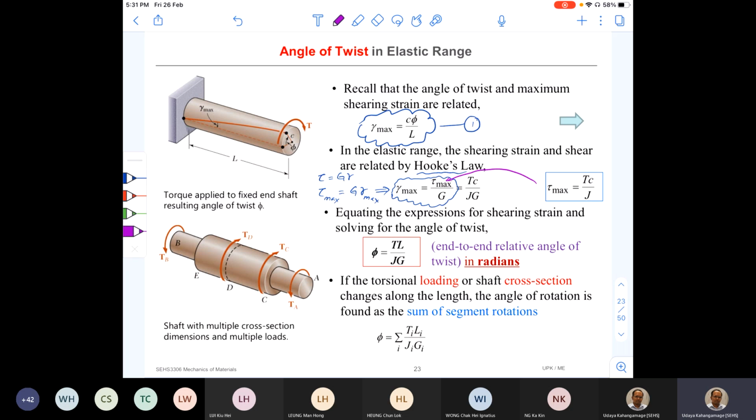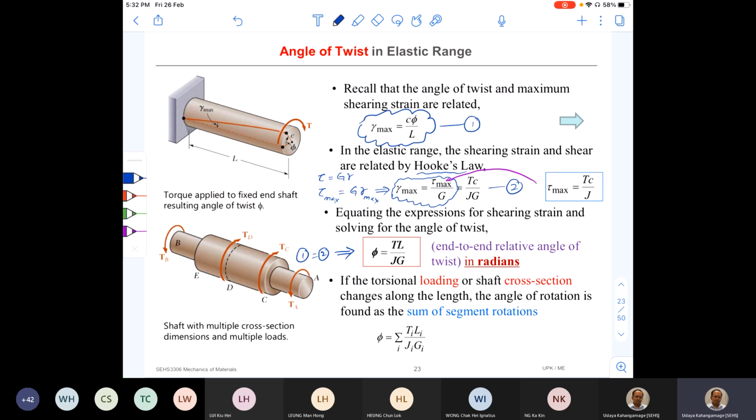Okay, so now I got another equation for gamma max, two equations. So one is equal to two. By equating those two, I can derive this equation. You see, c will cancel off, right? So the only remaining quantities are phi over L equals T over JG. So from that, I can get this equation. So this is the equation for angle of twist.